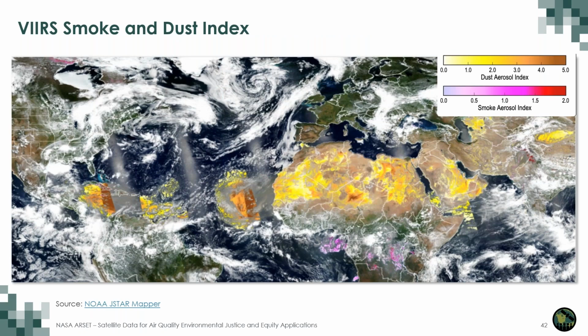VIIRS also provides smoke and dust aerosol index information. You can see in the figure here how the large Saharan dust plumes crossing the Atlantic are being flagged as dust, while there is some smoke being detected from fires in Central Africa and northern Canada. There are also uncertainties associated with these indices, and they should be taken as indications of the possible sources of aerosols rather than absolute identifications of different types of aerosols. But if you are interested in determining the sources of particulate matter, these indices may be useful to you.